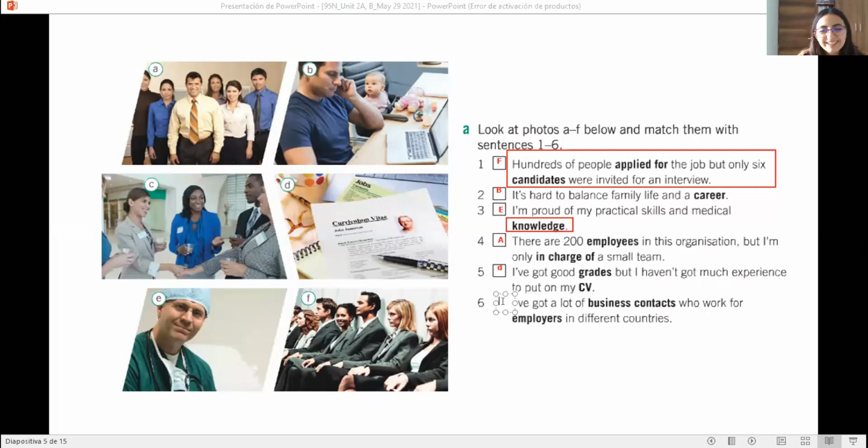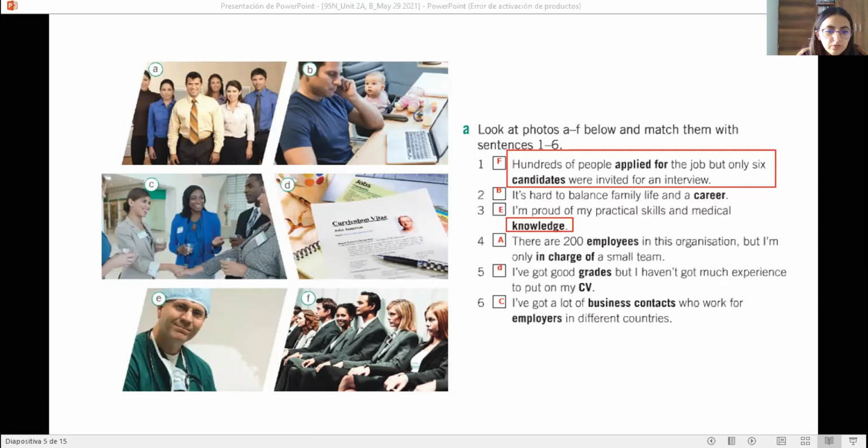Letter C. Yes, thank you, Cynthia. C of Cynthia, yes. We have letter C. I've got a lot of business contacts who work for employers in different countries. Tengo muchos contactos de negocios, business contacts, que trabajan para empleadores, employers, in different countries, en diferentes países. Thank you, guys.